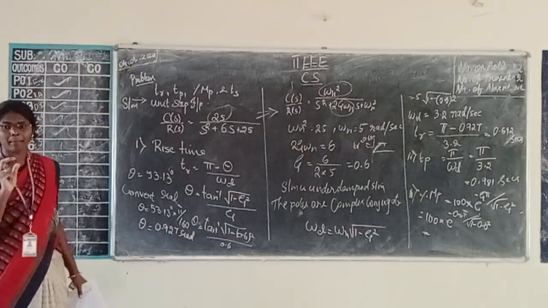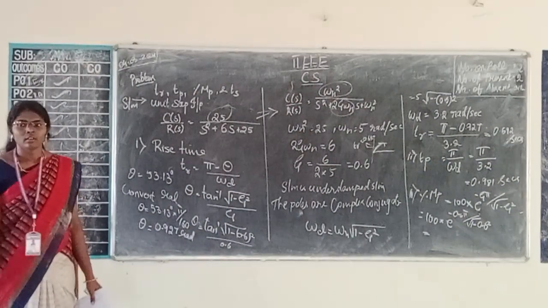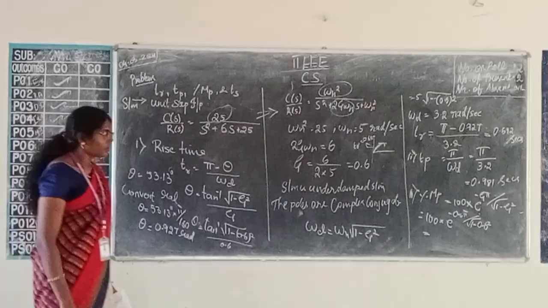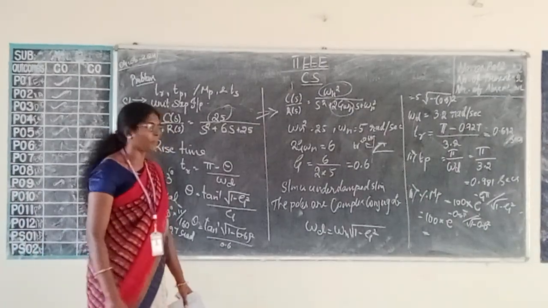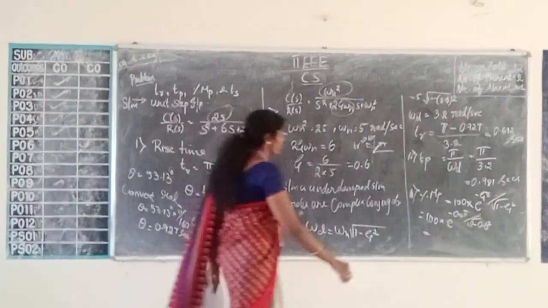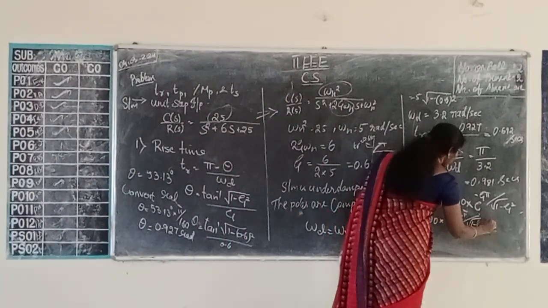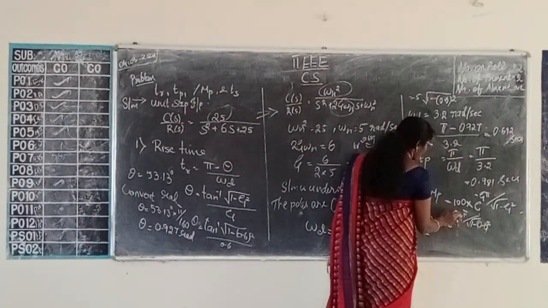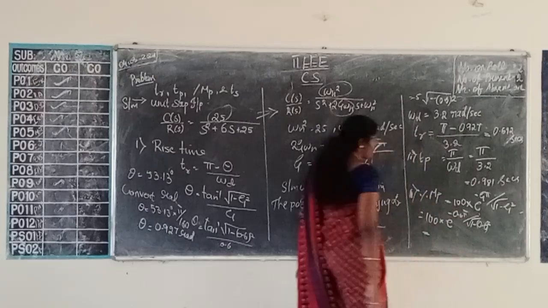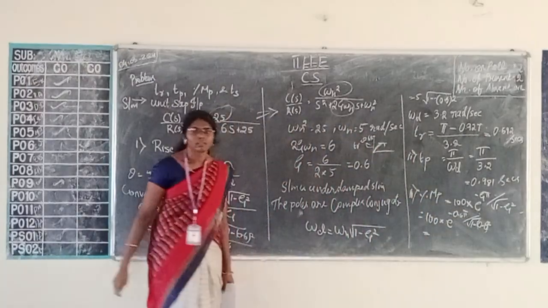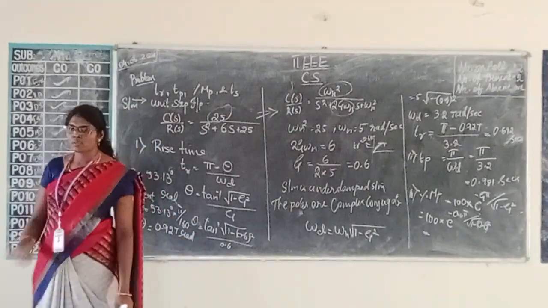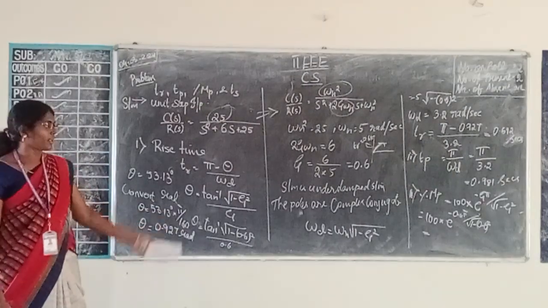Just find the power of the exponent: 0.6 into pi divided by root of 1 minus 0.6 square. Just find that. Then do e to the power minus the calculated answer. After taking the exponential, multiply that with 100.